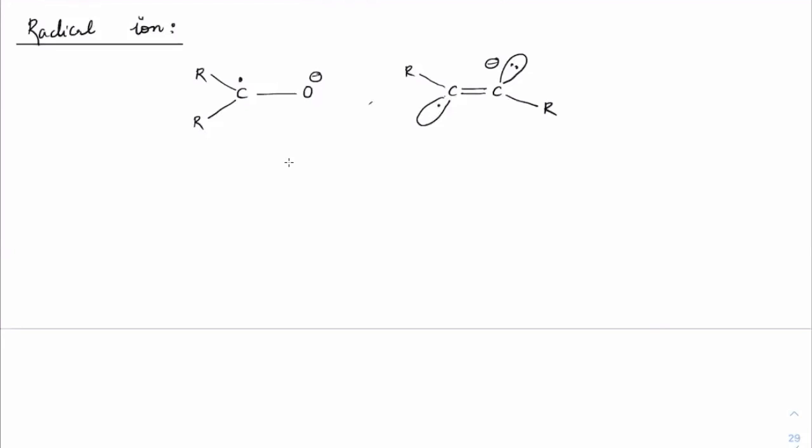Now let me recall, we have studied mainly when it comes to electronic effects. Electronic effects, we have studied 3 important kinds. One is inductive, the other one is resonance, and then we studied hyperconjugation.